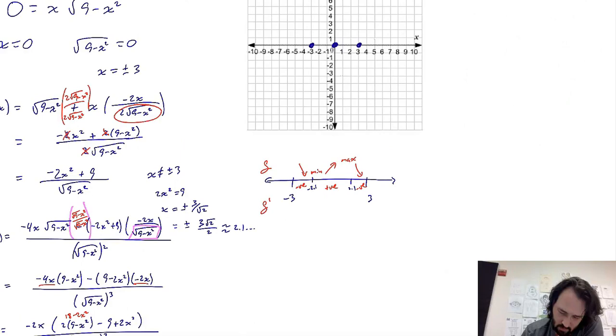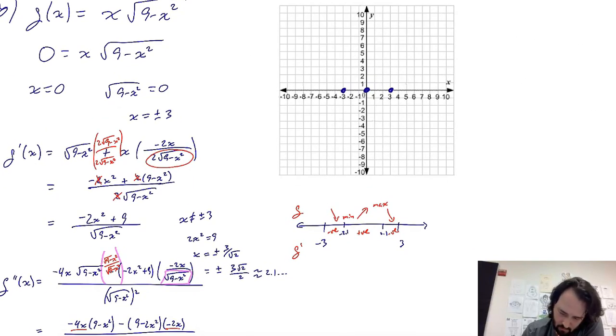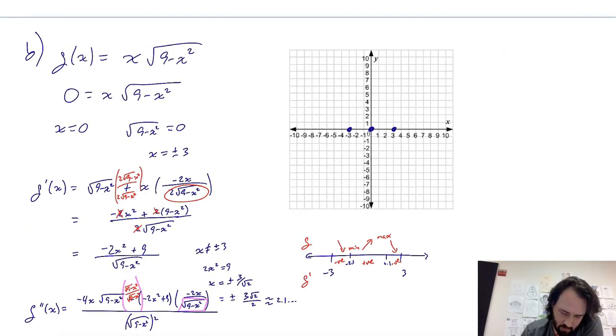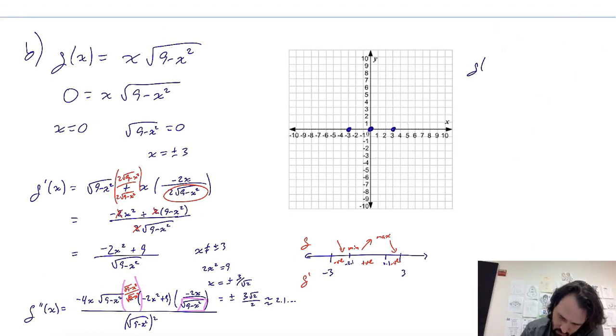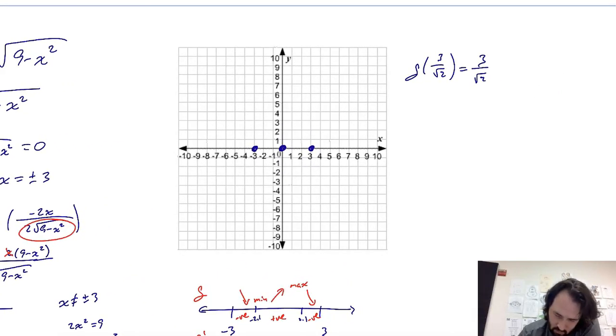Okay, so let's see. If I put in 3 over root 2 into my function, so g of 3 over root 2, let's see if I can get something that's reasonable. If I can't, I'm not going to worry so much about it. But let's see what we can do.